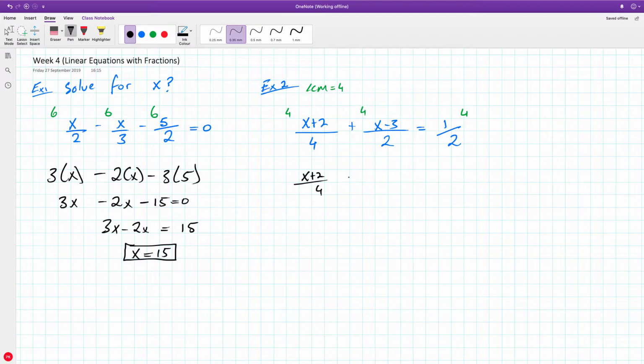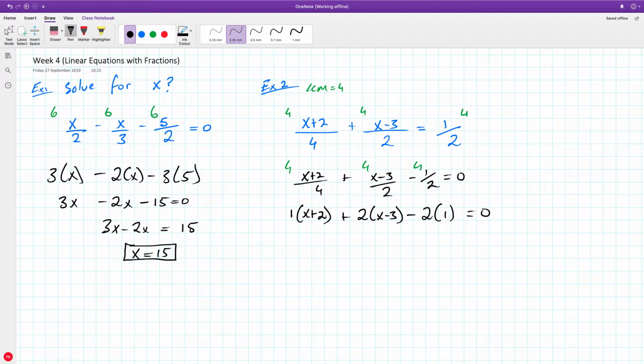x plus 2 over 4 plus x minus 3 over 2 minus a half is equal to 0. Alright? So now we can multiply by 4. You can do it either way, you'll still get the same answer as long as you do it right. So 4 into 4 goes once, and you're left on top with x plus 2. 2 into 4 goes twice, and you're left with x minus 3. Minus 2 into 4 goes twice by 1 is equal to 0.